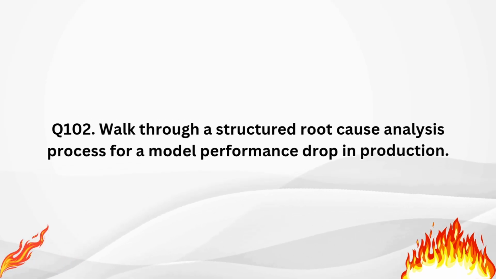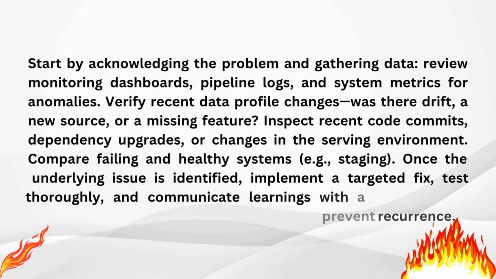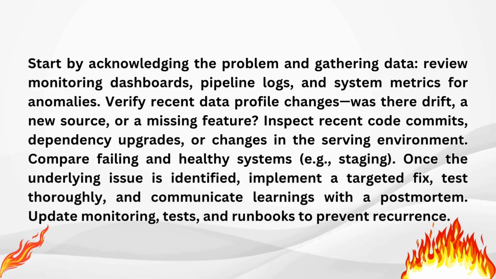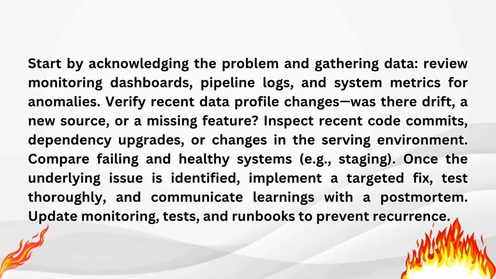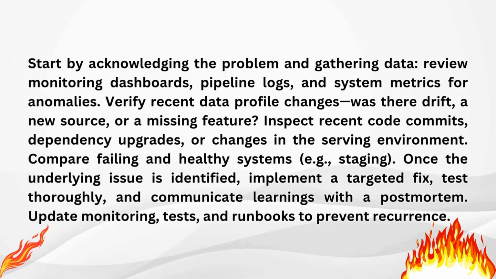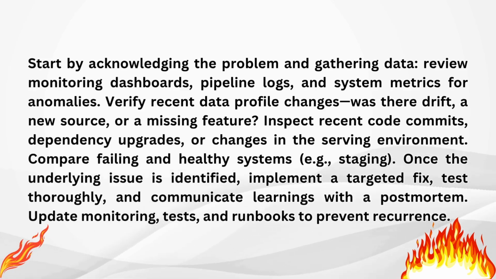Walk through a structured root cause analysis process for a model performance drop in production. Start by acknowledging the problem and gathering data. Review monitoring dashboards, pipeline logs, and system metrics for anomalies. Verify recent data profile changes. Was there drift, a new source, or a missing feature? Inspect recent code commits, dependency upgrades, or changes in the serving environment. Compare failing and healthy systems, for example staging. Once the underlying issue is identified, implement a targeted fix, test thoroughly, and communicate learnings with a post-mortem. Update monitoring, tests, and runbooks to prevent recurrence.